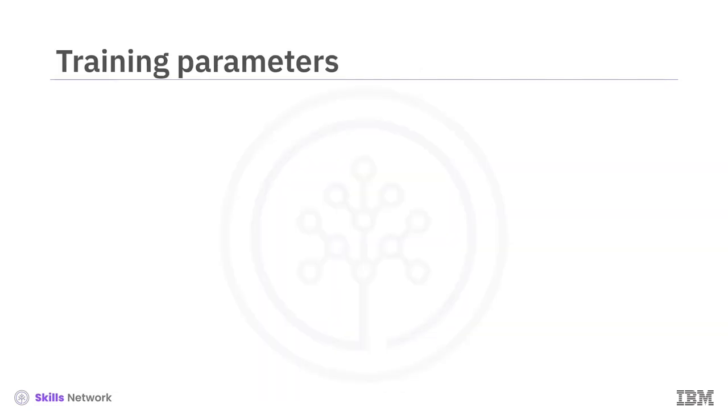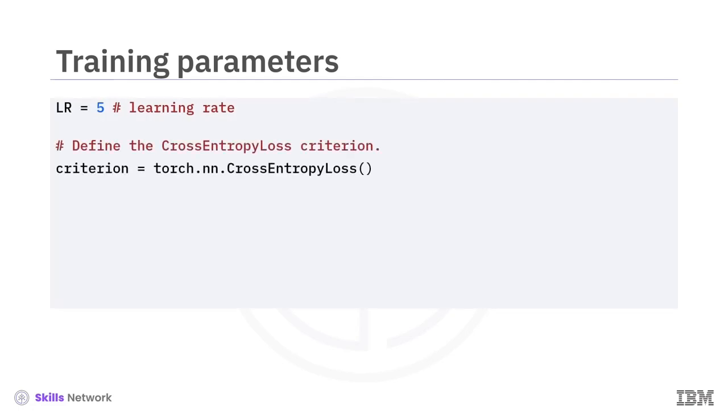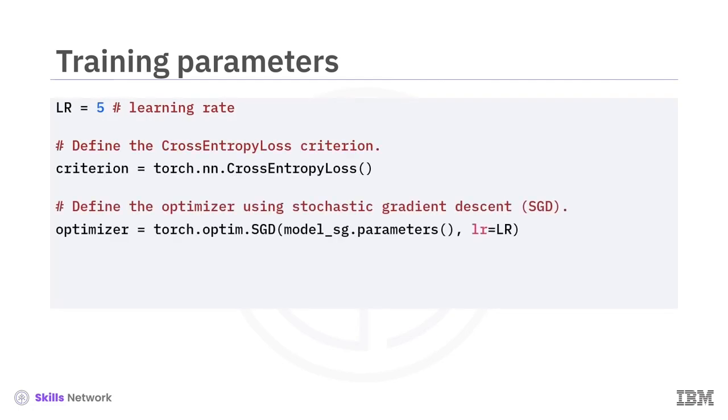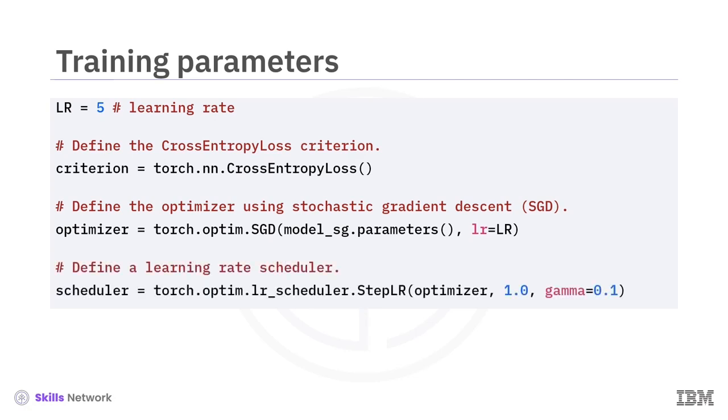To train the parameters, you will define the learning rate and the cross-entropy loss criterion. The optimizer optimizes the parameters of the model, which are obtained by model CBOW parameters. For the skipgram model, you only need to change the input object of the optimizer. Then you will define a learning rate scheduler.